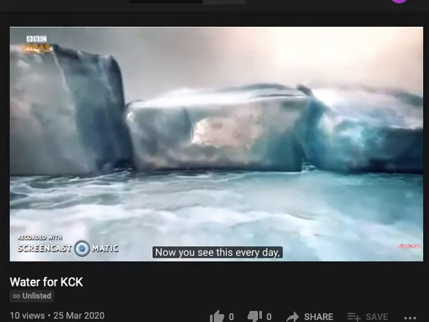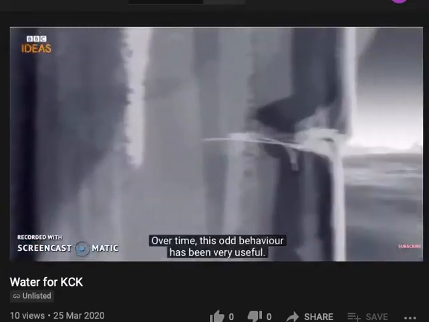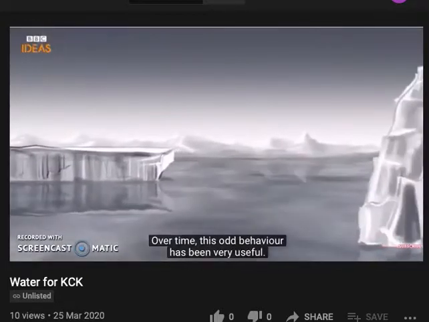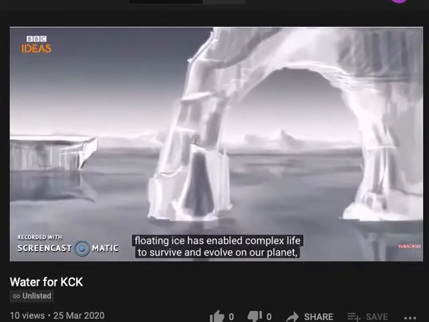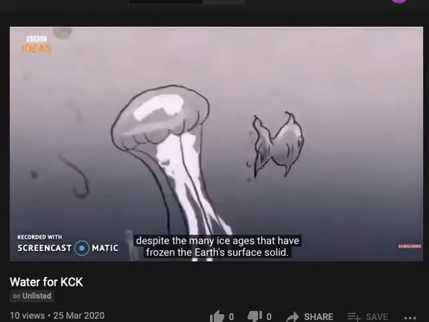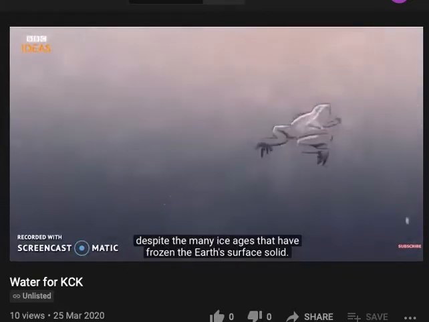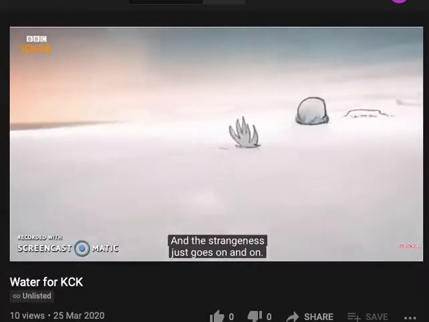Now, you see this every day, but take a moment to think about how weird that is. Over time, this odd behaviour has been very useful. By insulating the water underneath, floating ice has enabled complex life to survive and evolve on our planet, despite the many ice ages that have frozen the Earth's surface solid. And the strangeness just goes on and on.